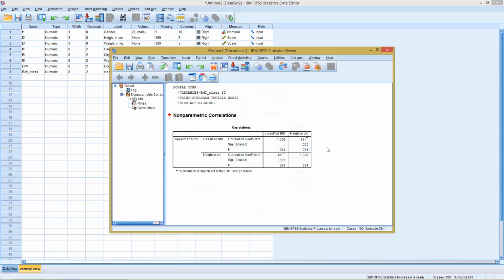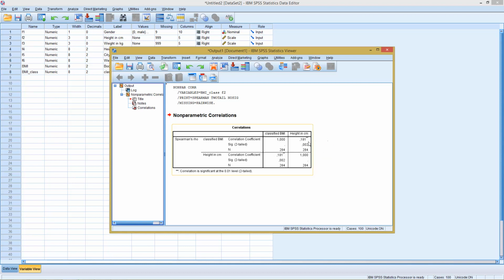We get this result. The upper part, the 0.181, gives us the correlation coefficient. So we can say overall a distinct but not very large correlation. However, we see down here a significance level of 0.002, so smaller than 5%. So this is a significant correlation. It's even a highly significant correlation.